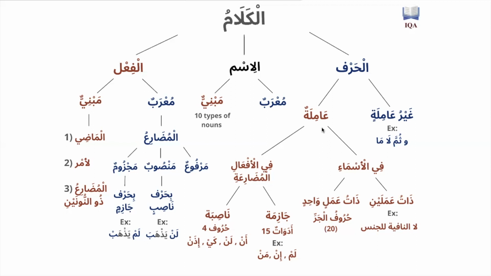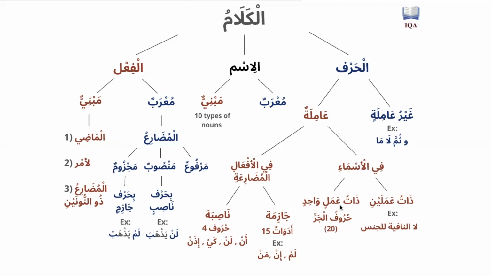So again, huruf that are amila can be broken down into these two categories. Now, if it has an effect in asma, in nouns, you can break it down into two different categories. Does it have an effect on two nouns that come after it, or does it have an effect on only one noun that's going to come after it? So is it ذات عملين or ذات عمل واحد?